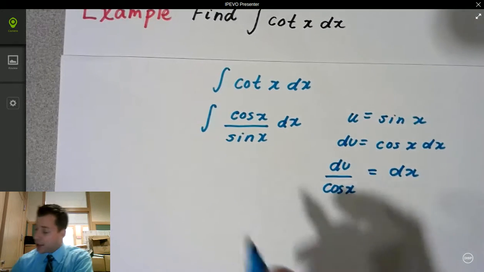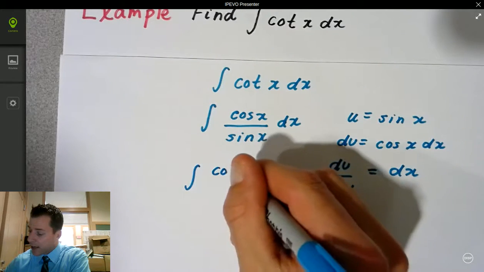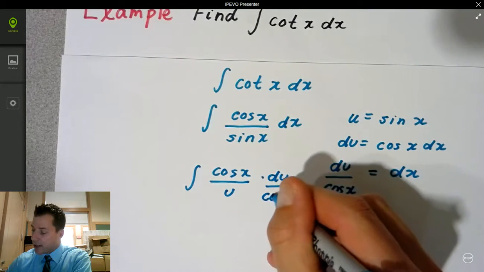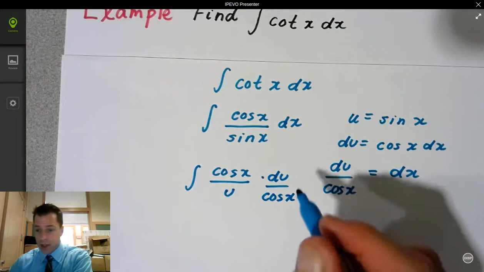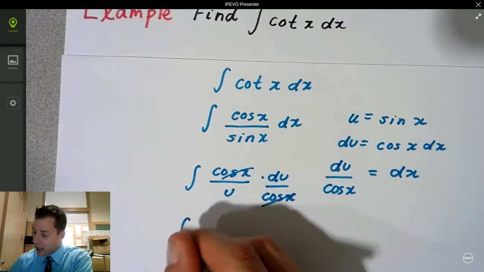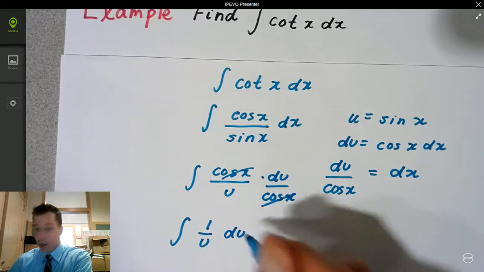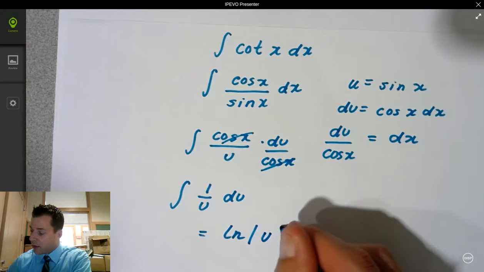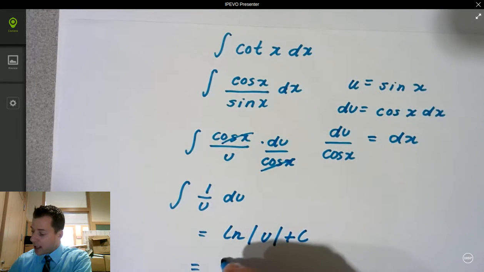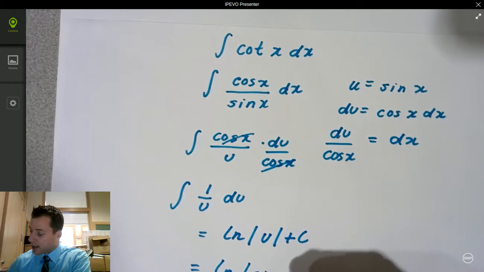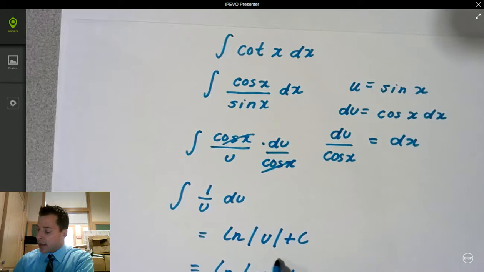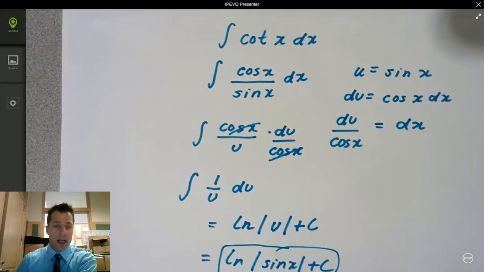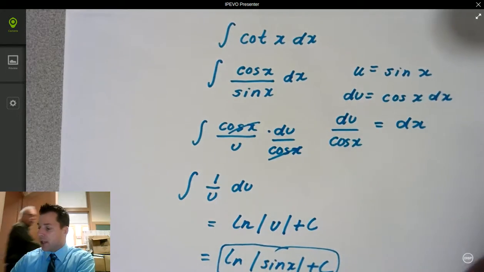Done with the u part, now we substitute. We have the integral of cosine of x over u times du over cosine of x, which is what dx equals. So I've substituted. Now look, cancel. It becomes 1, and now you're integrating just 1 over u du. There's no negative there. So we have the natural log of the absolute value of u plus c, which ends up being ln of sine of x plus c, and that has to be absolute value. So there's cotangent, and now you've got the rule: the integral of cotangent is equal to the natural log of the absolute value of sine x plus c.